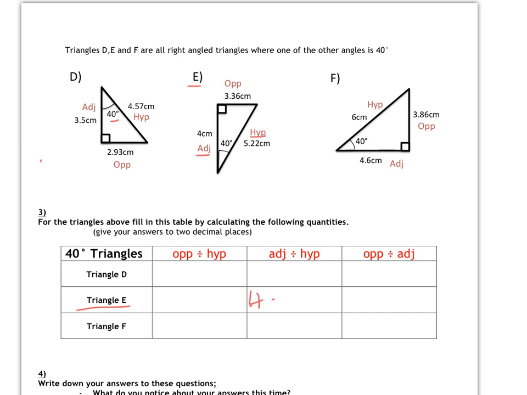So that's going to be 4 divided by 5.22. And if I put that in my calculator, I give your answer to 2 decimal places. That's what it's asked for. That's 0.77. Okay, fill in the rest of those.